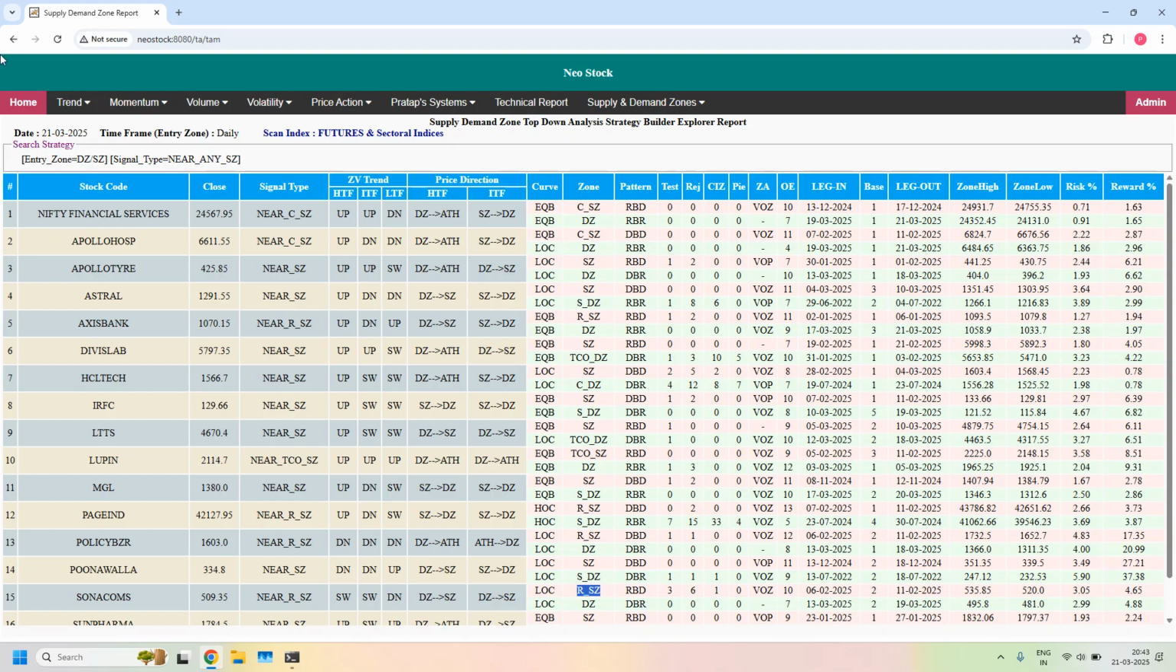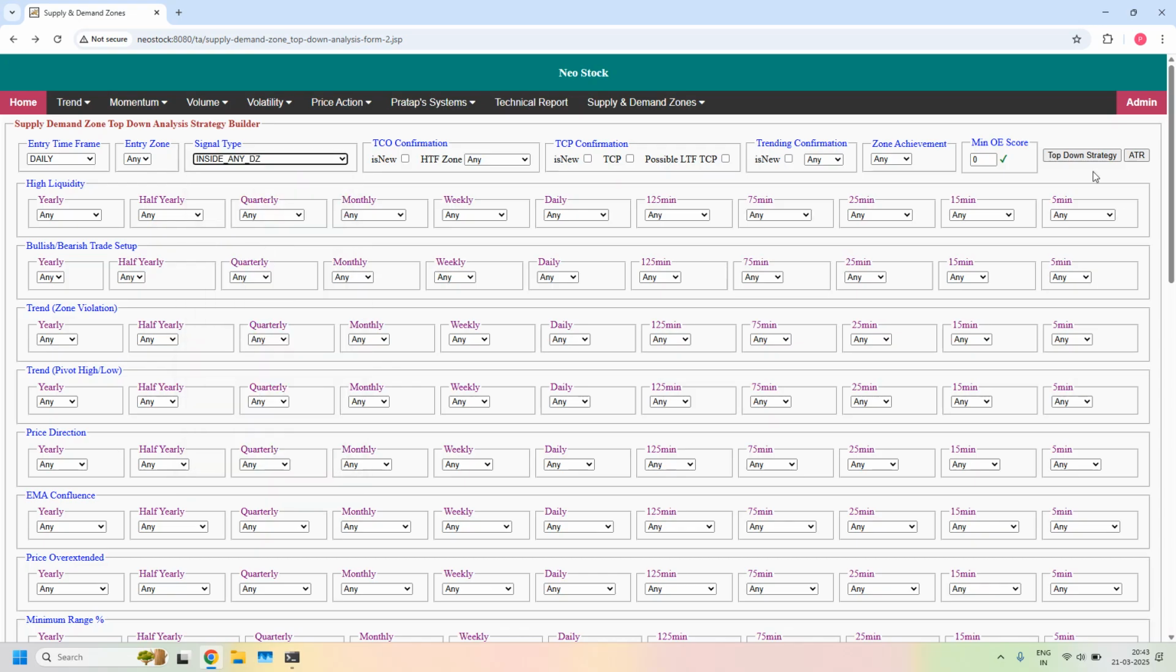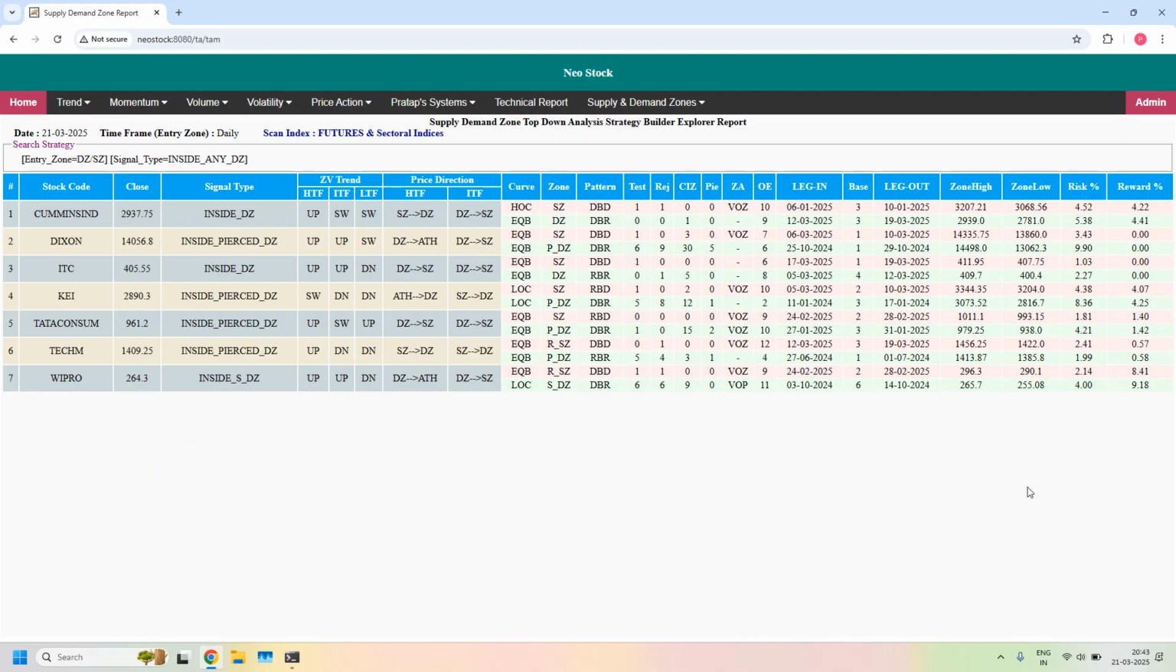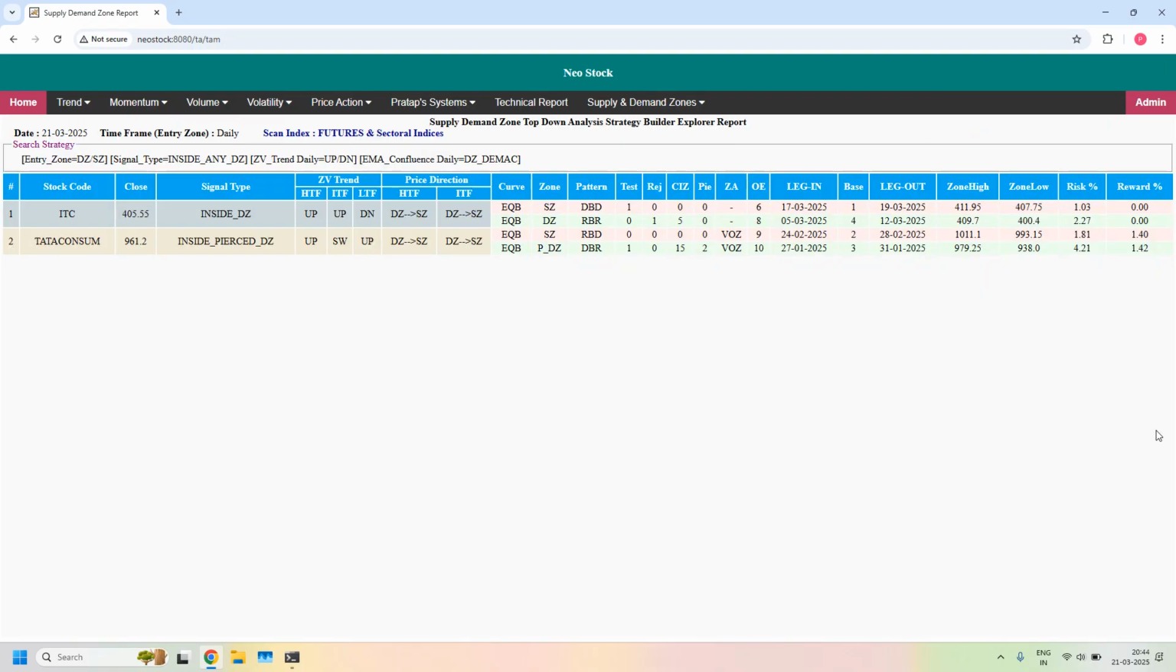Okay. Next, price closed inside the daily demand zone. We got 7 stocks. Out of the 7, how many daily demand zones are having daily EMA Confluence? Let us filter. In the EMA Confluence at daily time frame, I am selecting the filter daily demand zone having daily EMA Confluence. And trend on the daily should not be sideways. It can be up or down. So with these filters, we got 2 stocks.